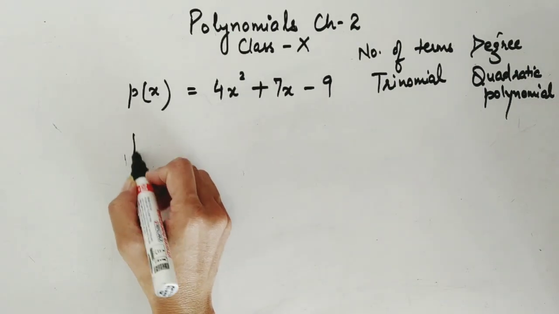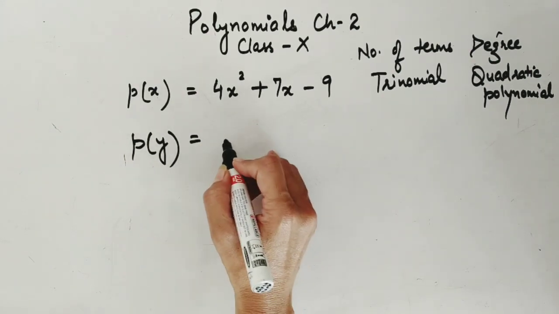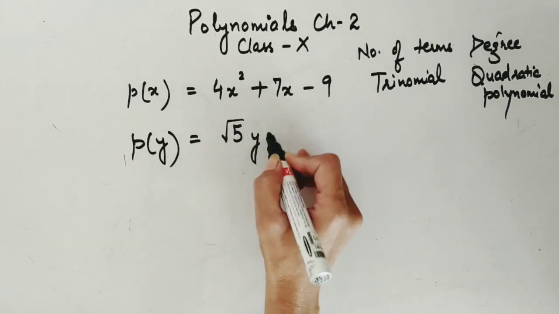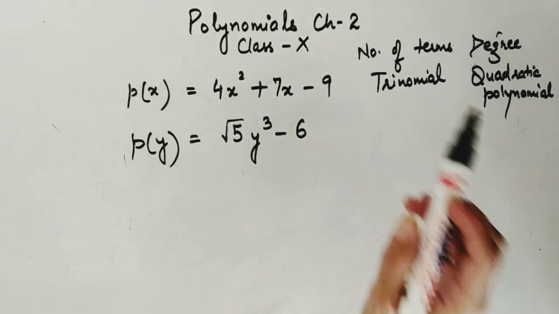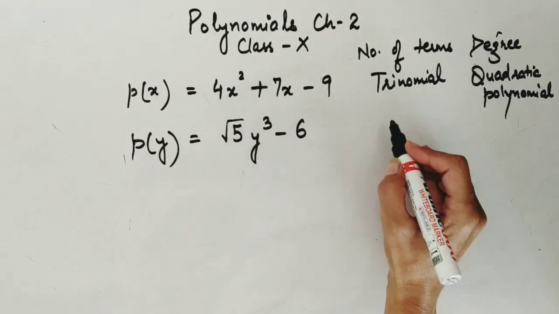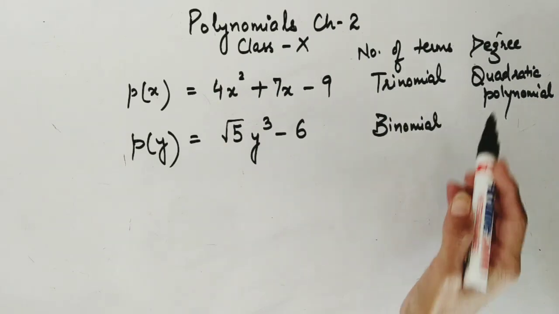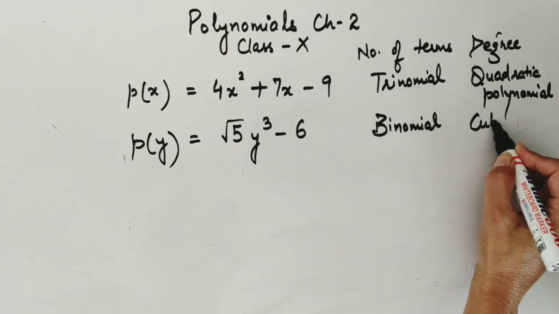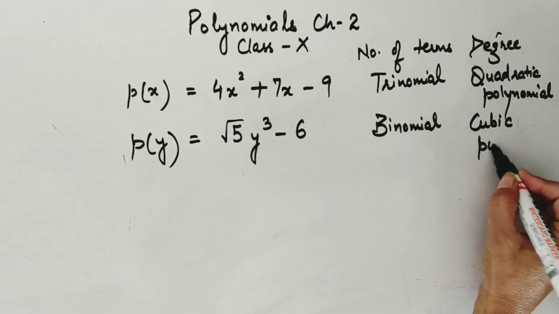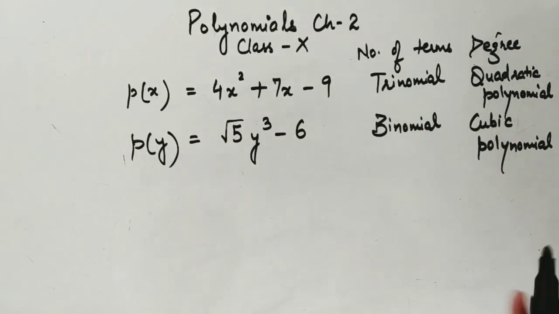Let's take another example. Suppose we have a polynomial in variable y, let it be p of y equals root 5 y cube minus 6. Number of terms, we see just 2 terms, so it's a binomial. And on the basis of degree, the highest power is 3, so it is a cubic polynomial. I'm sure this much you already know. So this was just a quick recap.